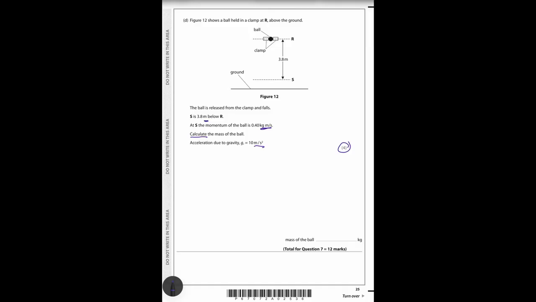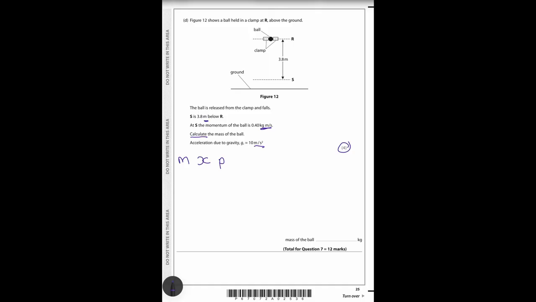So let's have a look at what the normal thing is that we're doing. I know that I'm going to calculate the mass of the ball. I don't know what the formula is for this yet, but I know it's got to have something to do with mass. So I'm going to write down M for mass. It's saying that it's released from the clamp and falls 3.8 meters, so I've got some kind of distance. So I'm going to write down X. It gives me the momentum, so I'm going to write down P.